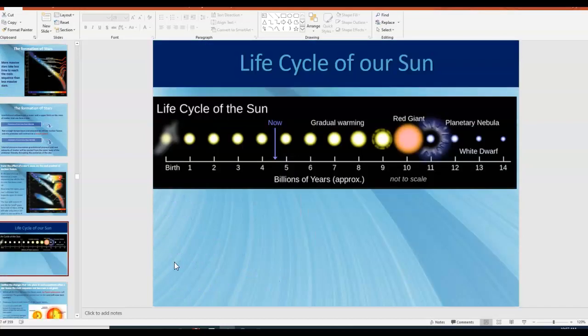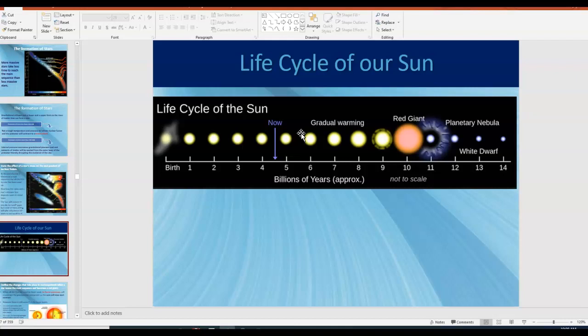Now, just to gauge where our sun currently is, this is a little timeline showing you our sun. Of course, this is only roughly approximately correct, but you can see our sun was born over here, and we're currently about 4.5 billion years into our sun's life cycle. And our sun is a main sequence star, and it's been a main sequence star basically all of its life.